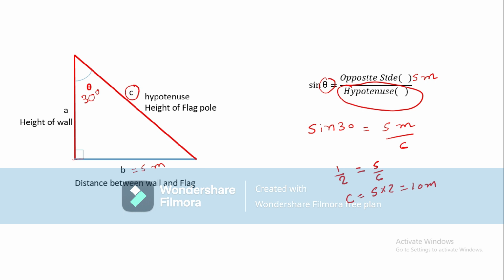The hypotenuse is equal to the height of the flagpole. So the height of the flagpole is equal to 10 meters. The flagpole is 10 meters tall. We have just unlocked the power of sine. There are many practice problems you can try to solidify your understanding.